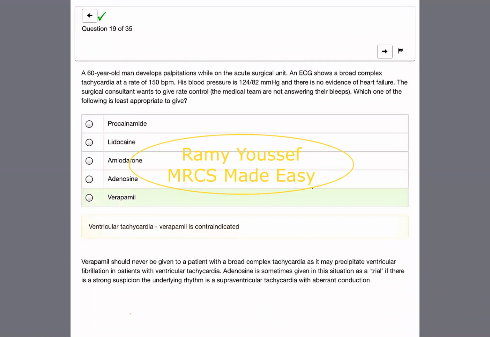Okay. Pharma questions will be repeated like this. So you don't have to go through rate control and arrhythmia control drugs and all cardiac drugs to differentiate between them. Keep this question in your mind and hope they are repeated again.